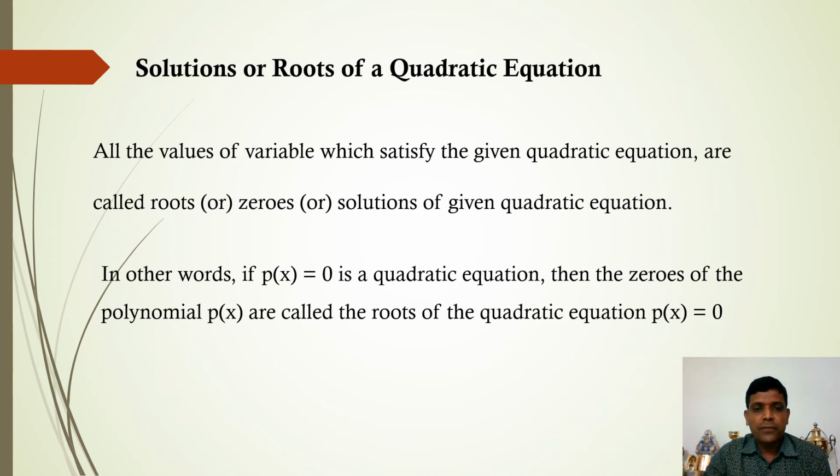All the values of the variable which satisfy the given quadratic equation are called roots or zeros or solutions of the given quadratic equation. In other words, if P of x means polynomial, if any quadratic equation is represented by P of x equals 0, then the zeros of the polynomial P of x are called the roots of the quadratic equation P of x equals 0.